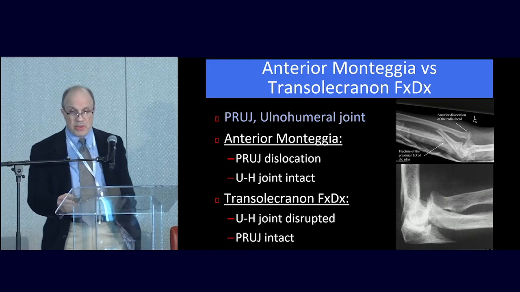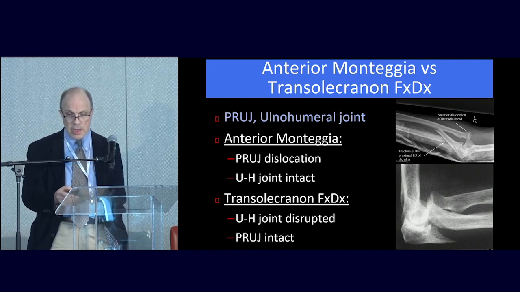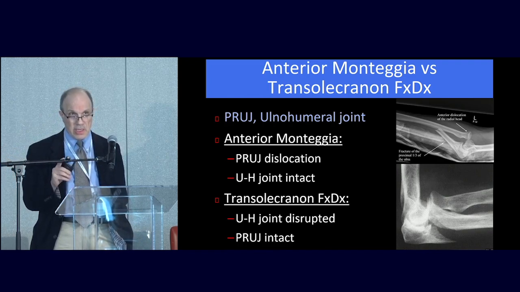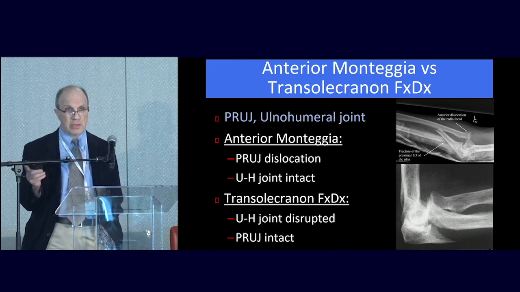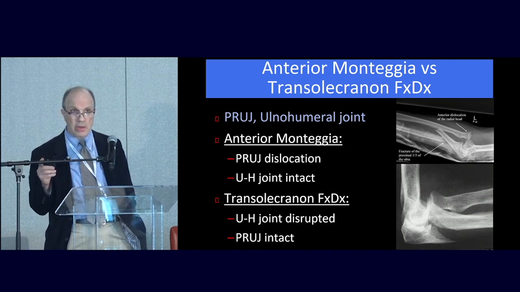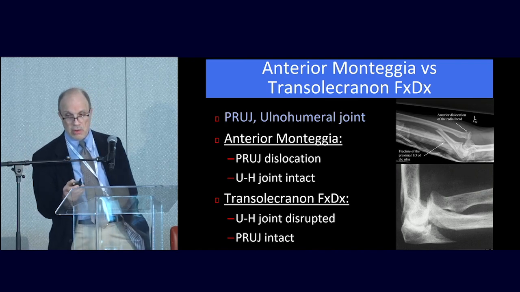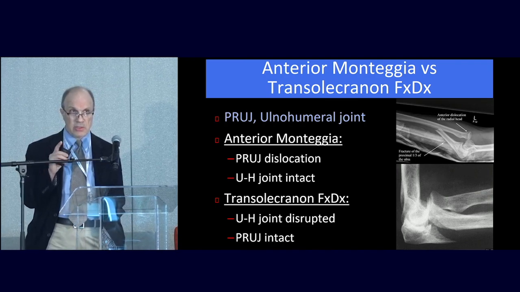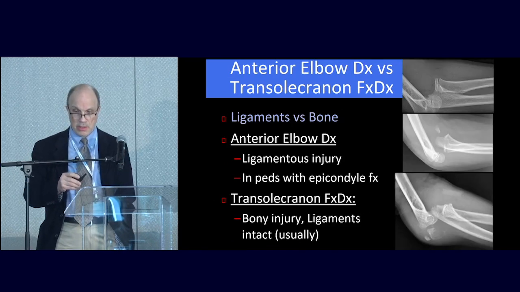What is the difference between an anterior Monteggia versus transolecranon fracture dislocations? I put these 2 in there. Again, the ulnohumeral joint is the key part. In a Monteggia, it is the radiocapitellar joint that is dislocated, not the ulnohumeral joint, versus in the transolecranon one it is the ulnohumeral joint. It's the reverse of what's injured and what's intact. So anterior Monteggia versus transolecranon, the ulnohumeral joint is the key part that you're going to look at.